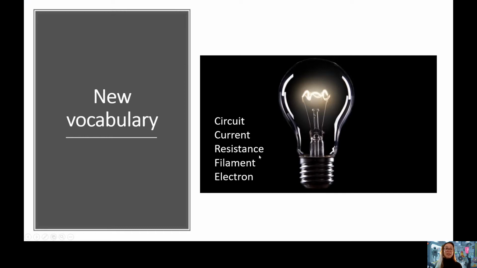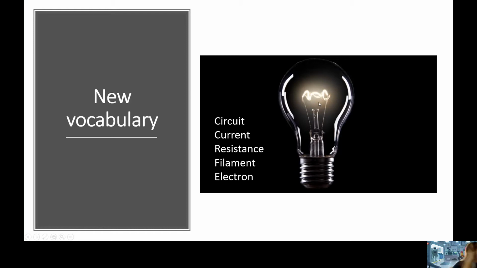Resistance. Resistance is when you have friction, so two things pushing against each other. And in a filament, we have resistance because the electrons flow through the filament and cause resistance. And that is what causes light bulbs to shine. A filament is this bright thing here.